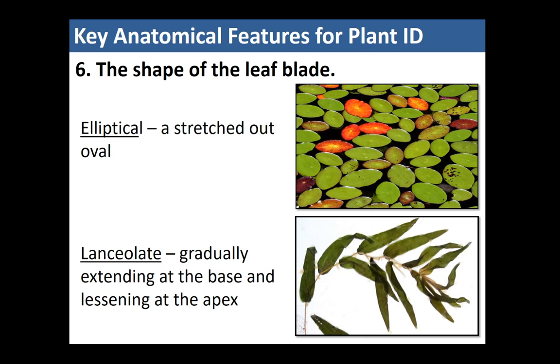On the bottom right is an example of another type of shape called lanceolate. Lanceolate leaf, just like the Renaissance era weapon, a lance. A lanceolate leaf is one that gradually extends at the base and widens out, sort of like the hilt on a lance, and then gets narrower and narrower and more pointed towards the apex of the leaf. That's what's called a lanceolate leaf.